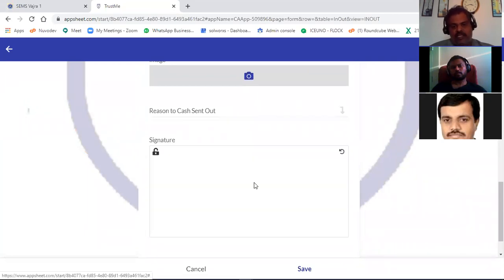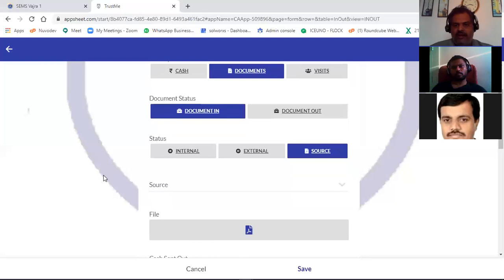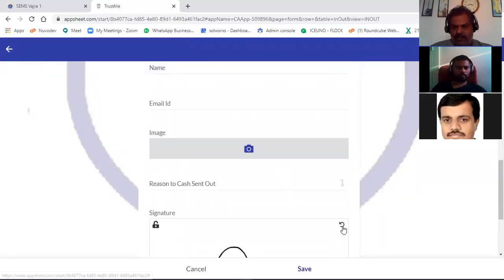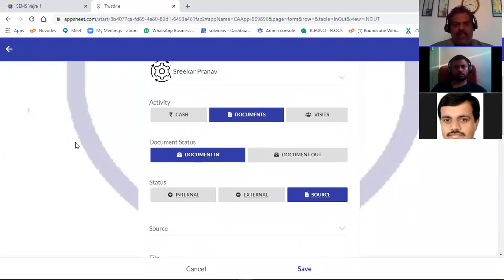And again, as chartered accountants, they would like to have the authentication. We have kept a signature at every level so that can be taken care of. And it is also relevant for every movement of the document that happens. So this is about the documents that are coming in.